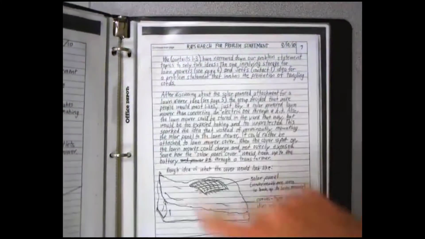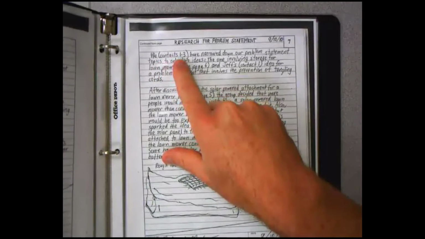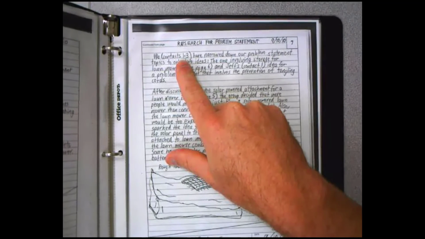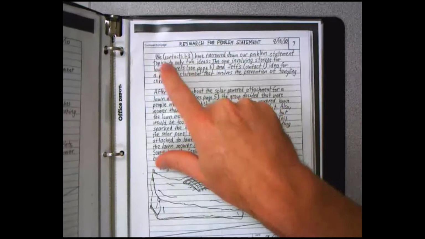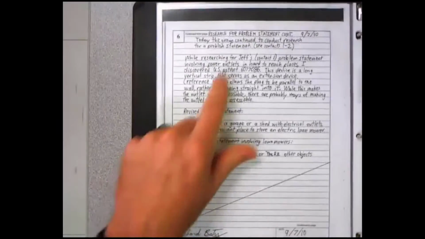So any other place on this page that he might say we, if he still means contacts 1, 2, and 3, then he doesn't need to rewrite it. If, however, he changes his mind and he only now means contacts 1 and 2, then he needs to identify that later on. Same thing here.